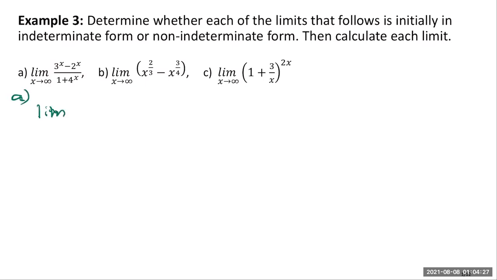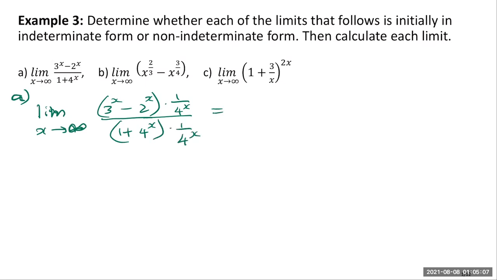Here again, our strategy is, as x goes to infinity, I'm going to multiply both top and bottom by the largest term. Okay. If you look at these terms with powers, the largest term is 4 to the power x, right? So I'm going to multiply both top and bottom by 1 over 4 to the power x. First of all, I multiply my top by 1 over 4 to the power x. And then I multiply my bottom also by 1 over 4 to the power x.